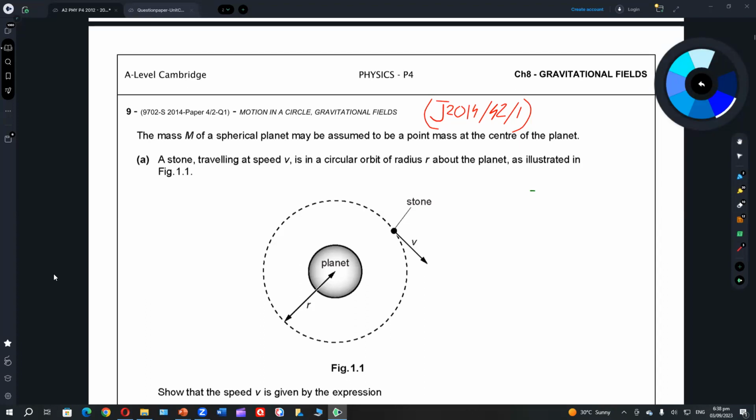The mass m of a spherical planet may be assumed to be a point mass at the center of the planet. This is always an assumption in this chapter. This is a common assumption in this chapter that the mass is a point mass.